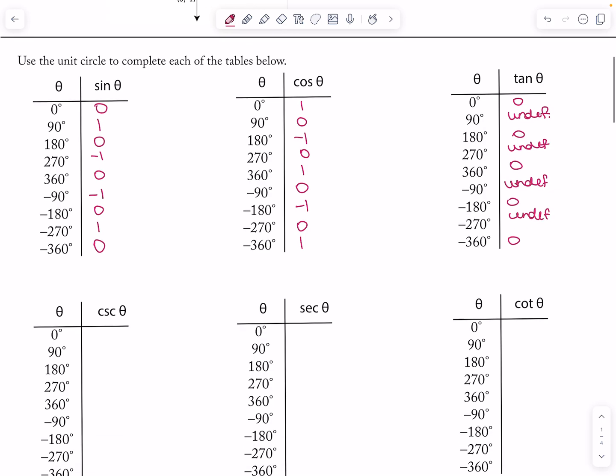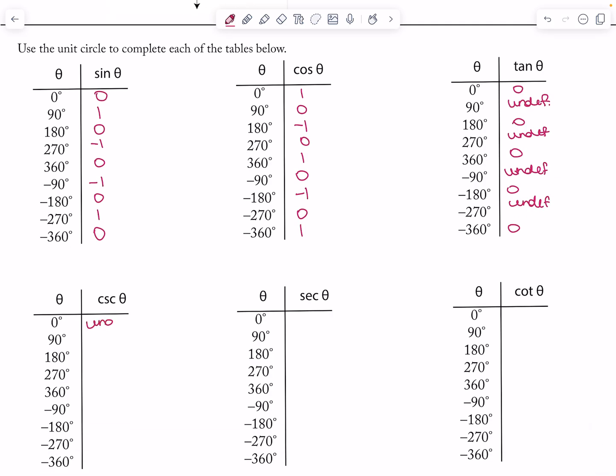And then cosecant will be undefined, 1, undefined, negative 1, undefined. I don't think it's ever 0. Just kidding. 1 over negative 1, so negative 1, and then undefined. And then 1, and then undefined.